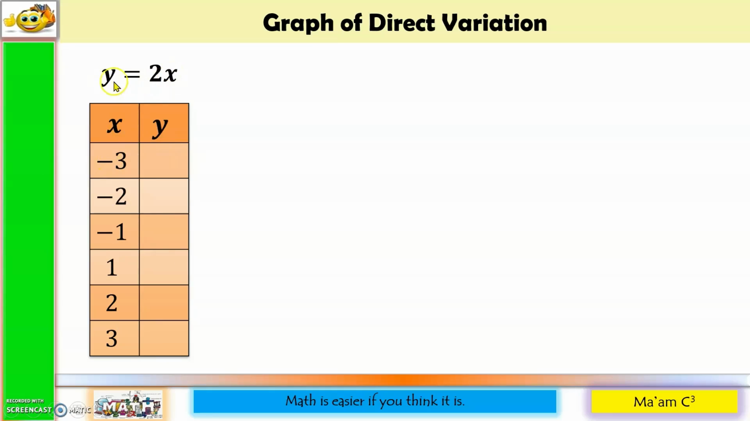So we have y is equal to 2 times negative 3. So 2 times negative 3 is negative 6. Next, 2 times negative 2 is negative 4. Next, 2 times negative 1 is negative 2. Next, 2 times 1 is 2. 2 times 2 is 4. And 2 times 3 is 6.